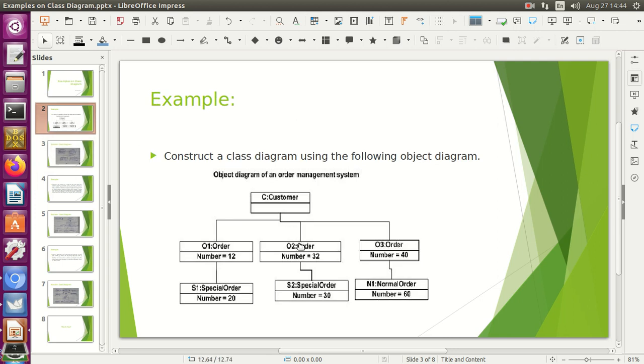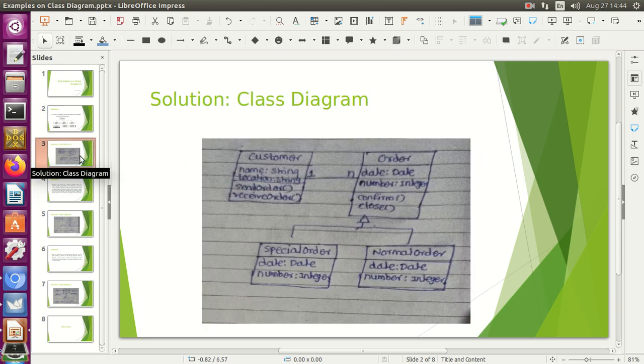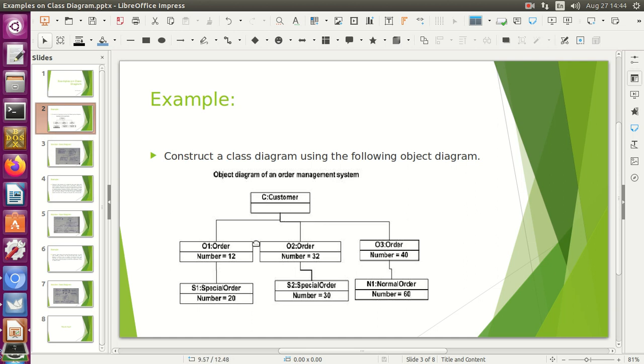Okay, so from this object diagram you know that there are two classes, because there is a relationship between the two objects, the customer and the order. So you have understood that there are two classes, the Customer and the Order class. Based on this I have considered two classes, the Customer class and the Order class. Again, in the object diagram they have given that the number is equal to 12. That means in the class diagram the number attribute is there, the initialization of the number attribute.